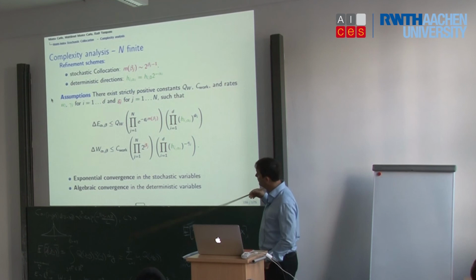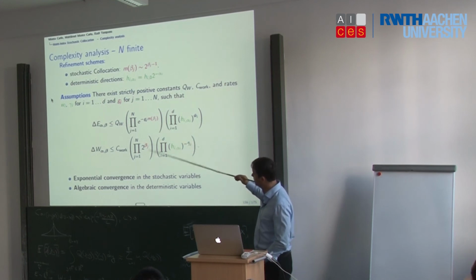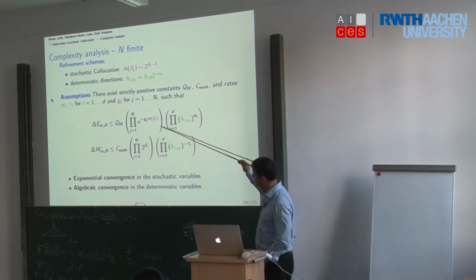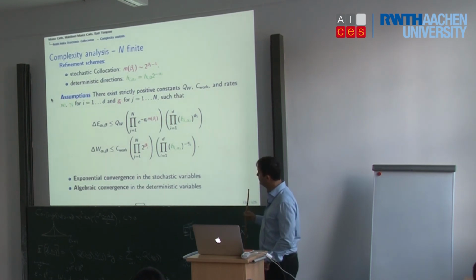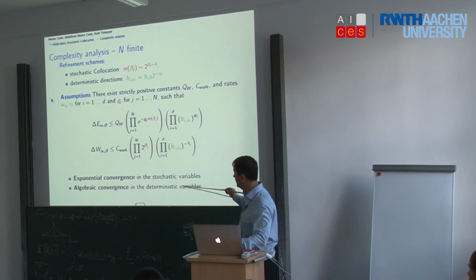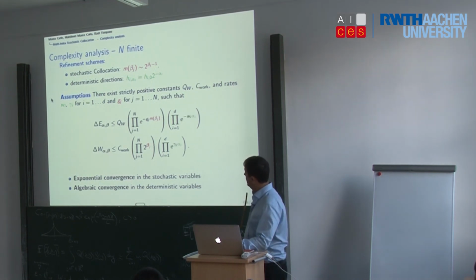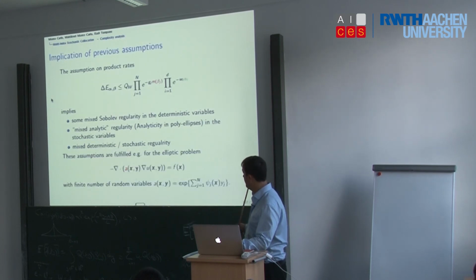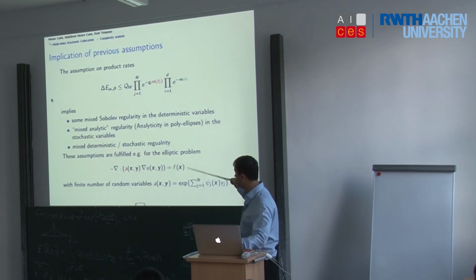But first observation, it doesn't look symmetric really in the work with respect to this term and with respect to this term. So it's this exponential convergence in the stochastic variables, and algebraic in the deterministic ones. Okay, so let's see. Well, comments on this thing. These assumptions are fulfilled for this equation that I told you.